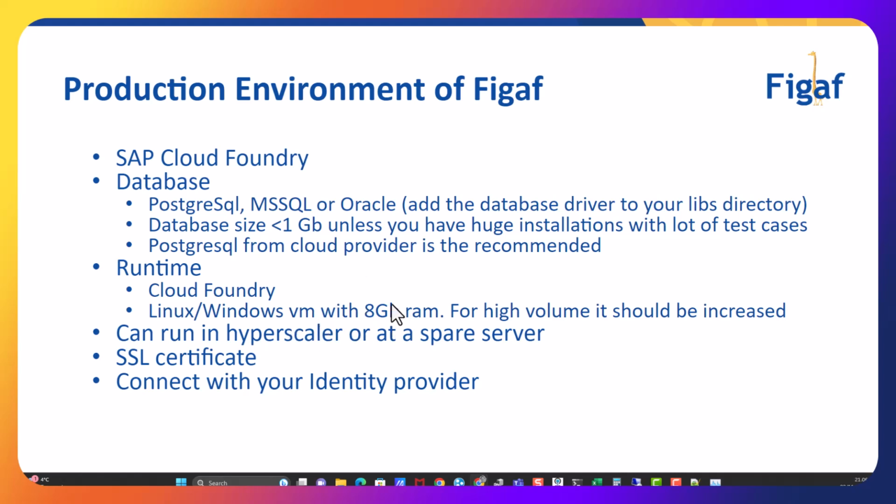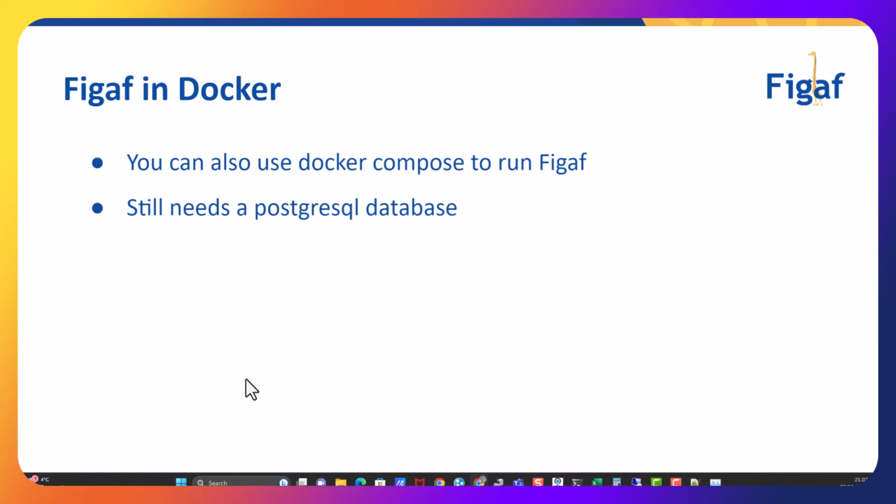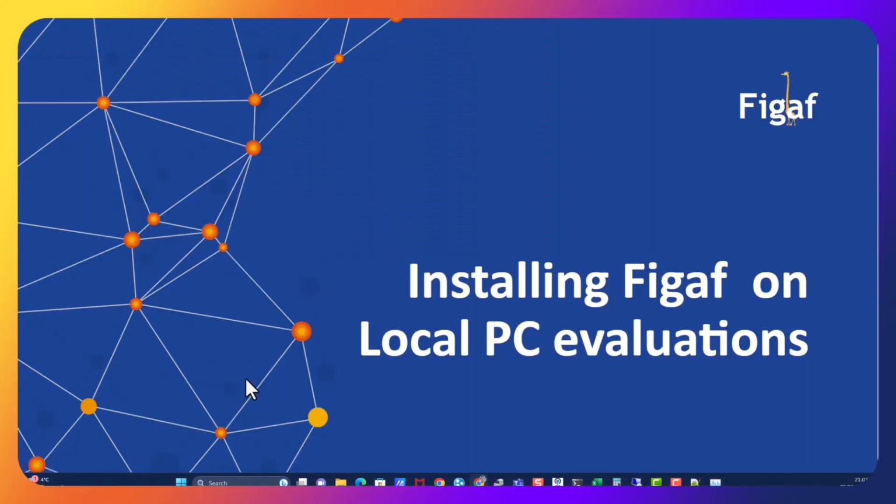And at least get 8 gigabytes of memory for it. For high volume, it can increase. Do remember to have an SSL certificate, and there are also guides on how to add that to the setup. And then yeah, connect with your intended identity provider for this. You can also run Docker. We'll not go into details about this.